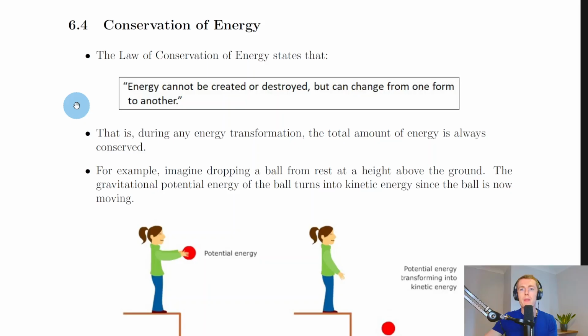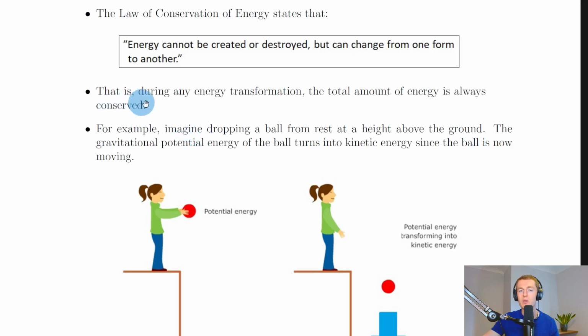So let's get started. Now conservation of energy is all to do with one type of energy changing into another form of energy. It says here that the law of conservation of energy, which is also known as the principle of conservation of energy, states that energy cannot be created or destroyed, but it can change from one form to another. Another way of saying this though is that during any energy transformation, the total amount of energy is always conserved. So this means we cannot create energy from nothing, and we also cannot just completely get rid of energy, but we can change its form.